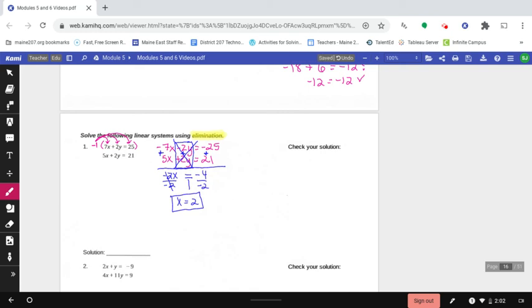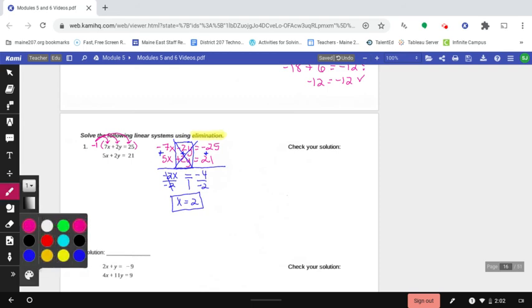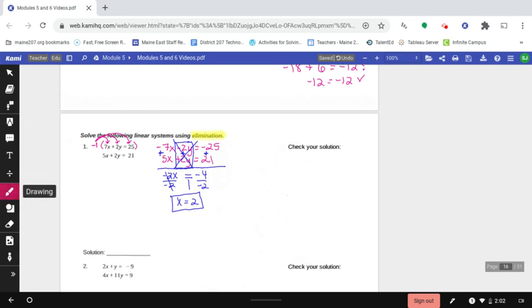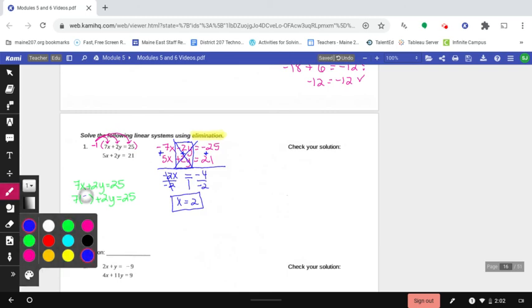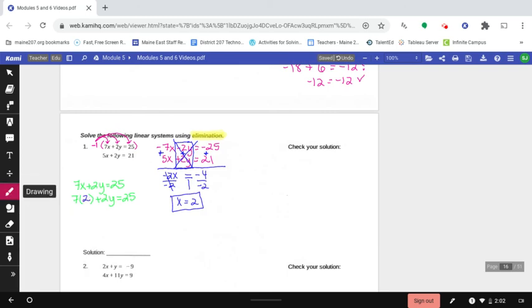Now we need to go back and solve for the other variable. So in this case, we still need to solve for y. Well, I'm going to take one of my equations, the 7x plus 2y equals 25. You'll notice I took one of the original equations, and I'm going to substitute in the x that I found. So I'm going to do 7 times 2 plus 2y equals 25. Right, inside those parentheses, I'm going to put the x value that I found. So I get 7 times 2 is 14 plus 2y equals 25.